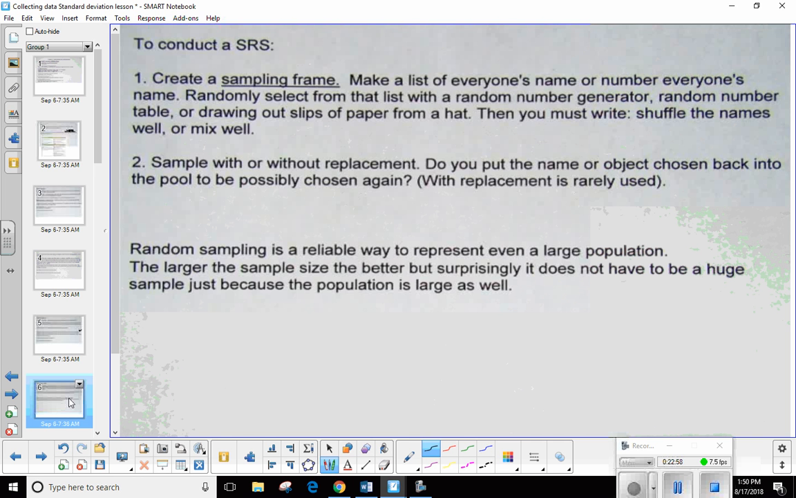Now, sample with or without replacement. That's important. You could potentially put the names back if you wanted to. I guess it just depends on your situation. I would probably not worry about that, but that's completely up to you. Random sampling is a reliable way to represent even a large population. The larger the sample size, the better, but surprisingly, it does not have to be a huge sample just because the population is large as well.